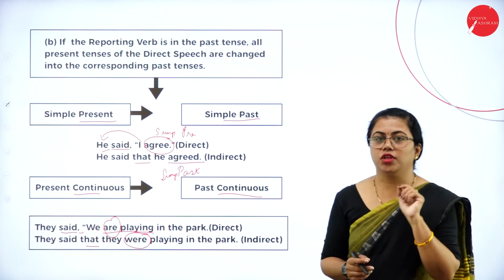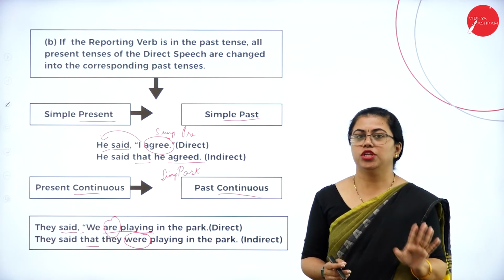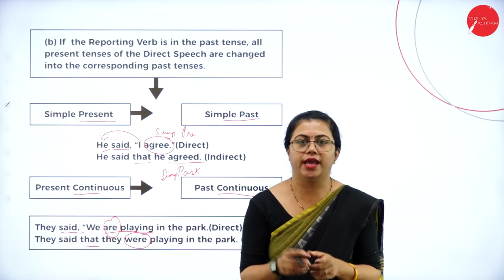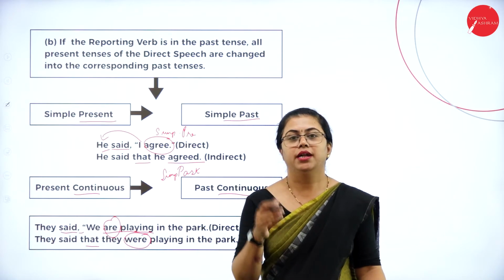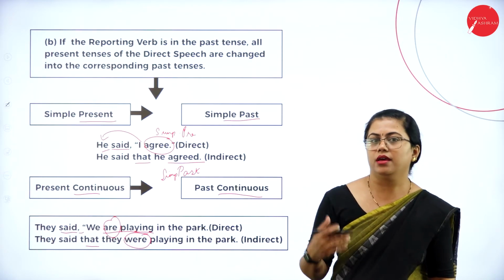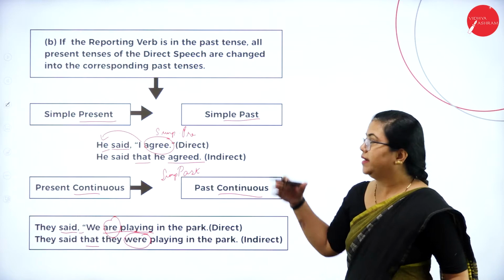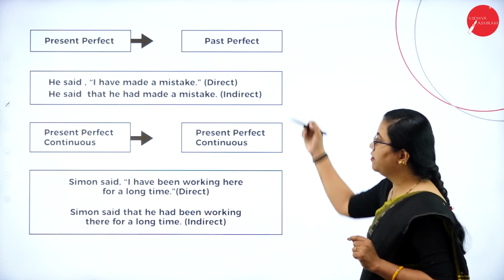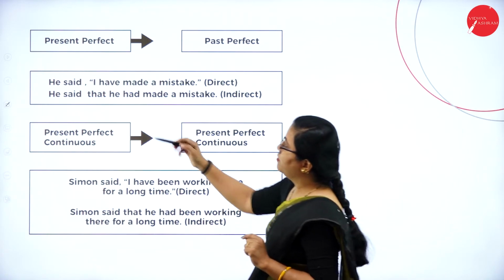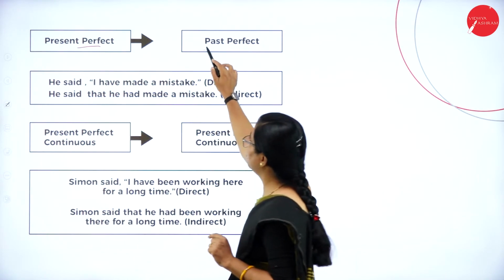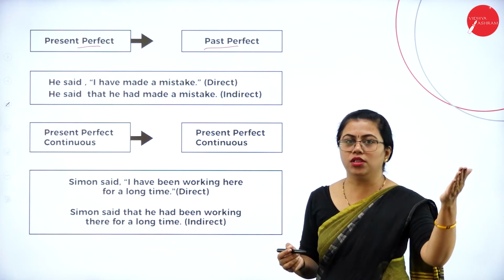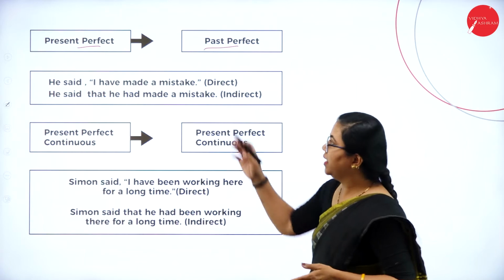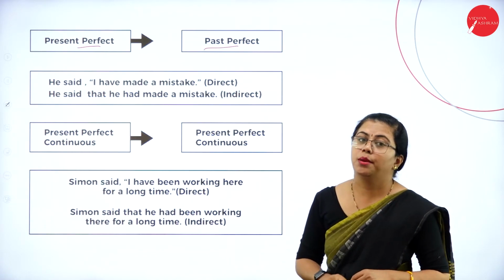Fine. Only if the reporting verb is in past tense, you need to worry. If it is in simple present, you do not have to worry. Just close your eyes, change the pronouns and write the tense as it is. The verb will be written as it is. Okay. So, let us move on to the next tense type, that is present perfect. Under present tense, we have two more types. Fine. We have present perfect. That will change to past perfect. As I said, all the present tenses will change to the corresponding past tenses. Similarly, here present perfect will change to past perfect.